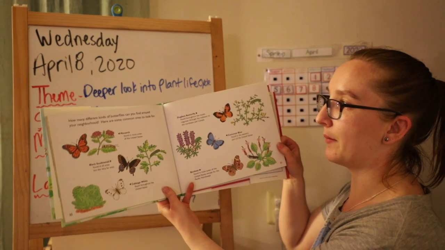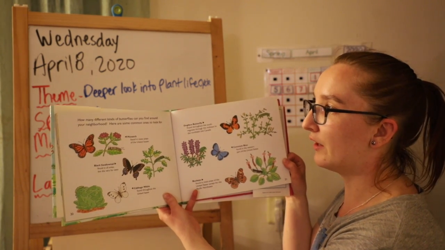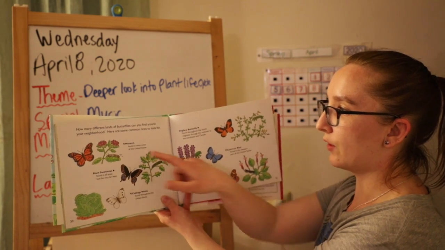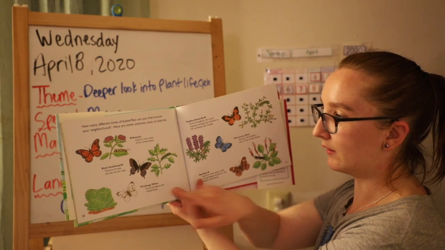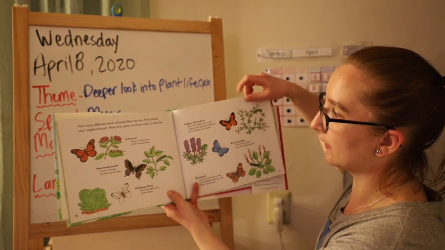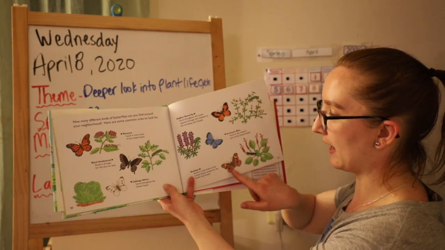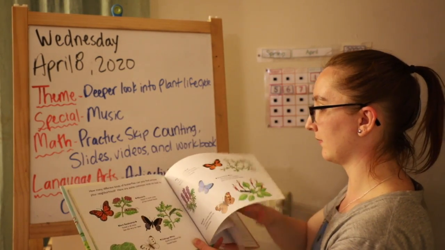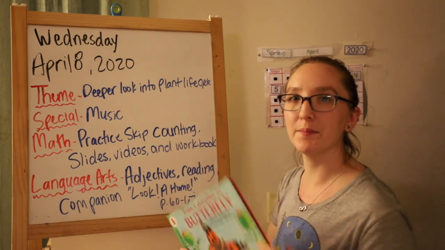How many different kinds of butterflies can you find around your neighborhood? Here are some common ones to look for. We have a monarch butterfly, a black swallowtail, a cabbage white, a dog-faced butterfly, a common blue, and a buckeye. And that is the end of our book.